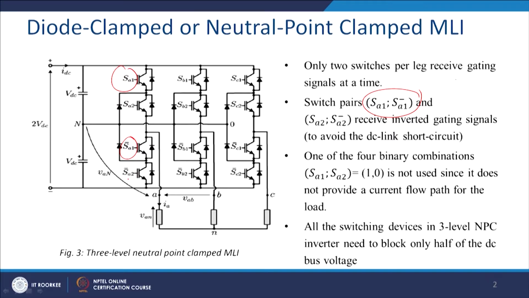For this reason, one of the 4 binary combinations of SA1 and SA2, namely 1 0, is not used, since it does not provide any current path to flow to the load. So you have to remember that there are a few states which cannot be incorporated in the diode-clamped inverter. All the switching devices in the 3-level NPC need to block half of the DC voltage, which we have discussed already in our diode-clamped inverter.